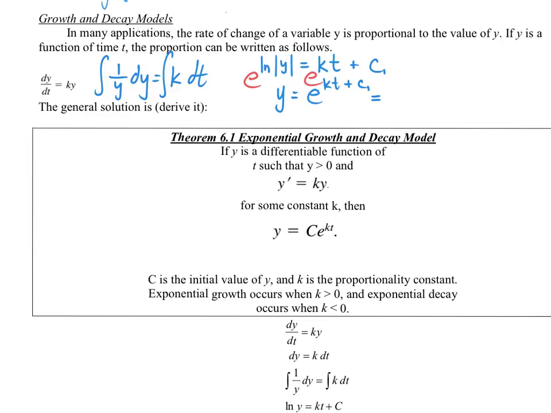Okay. And that equals 1, right? Or no? e to the ln of y, yeah, that equals y. And then e to the kt plus c, we left, is e to the kt plus c.